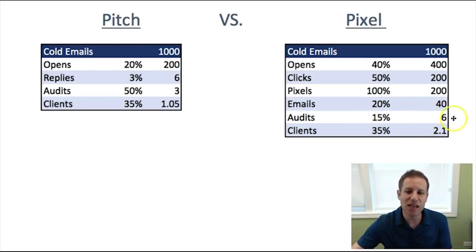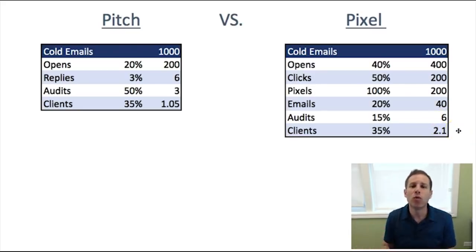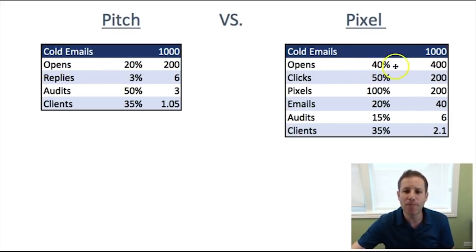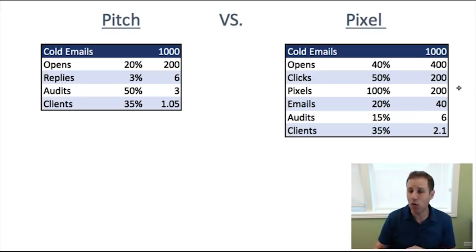Six are going to take your opportunity for you to do an audit, and ultimately 35% or 2 will take that audit from you. And really what I'm trying to show you here is the difference is in the open rate, right? So if you take the same open rate, then you'll end up with 1-to-1. And you may say, well, I'm still only getting 1 client. Yes, that's true, but what you'll have is 1 to 200 people that you've pixeled that you can now put offers and content in front of on a continuous basis without annoying them.